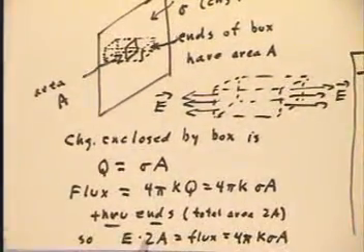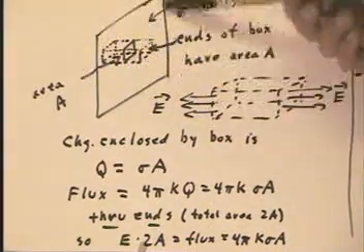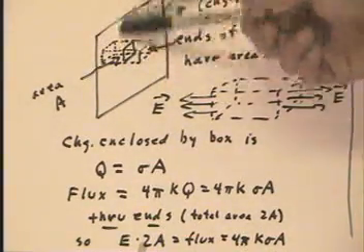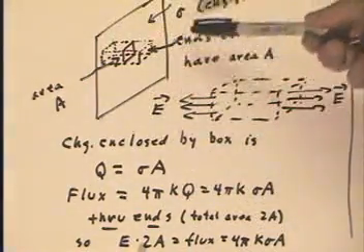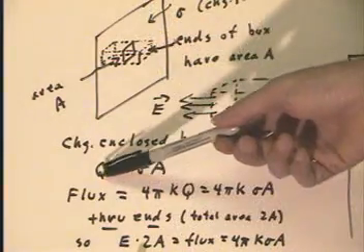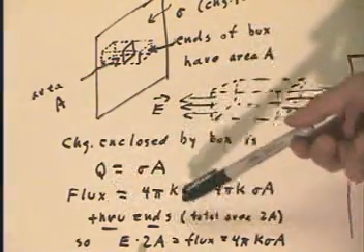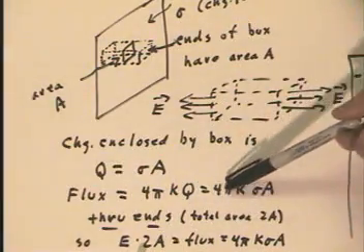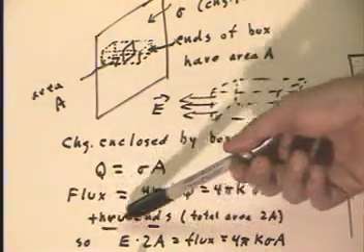The charge enclosed by the box is what? Well, it's an area A of the plate, the infinite plane here, that's enclosed by the box. So we multiply the charge density, charge per area, by that area A. The charge is sigma times A. The flux is therefore 4 pi k q, or 4 pi k sigma A. The flux is through the ends of the box.